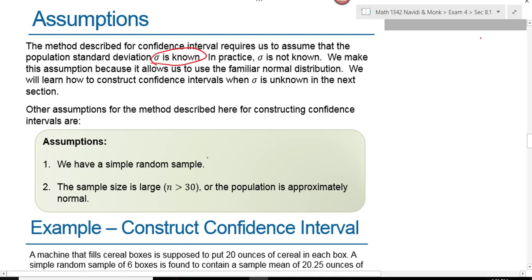Other assumptions that we have to check is that we have a simple random sample. If you don't have a random sample, that means that you've got bias in your data and there's no amount of statistical torturing that can redeem poorly collected data. So you've got to have a simple random sample. Then you've also got to know that your sample size is sufficiently large or the population is approximately normal. This is an either or. Either the sample size is large or the original population is normally distributed.